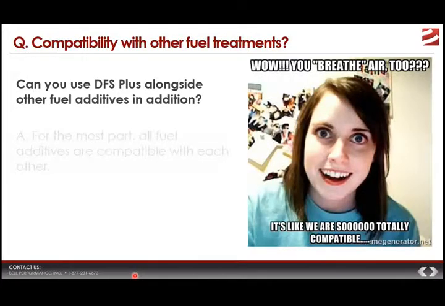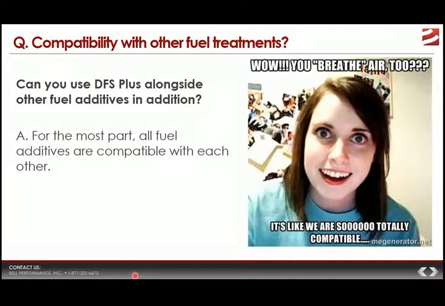And the answer is, well, yes, of course you can, because all fuel additives that have been registered with the EPA, which is what they're all supposed to be, are for the most part all made with the same kinds of things, and so they're basically all compatible with each other.